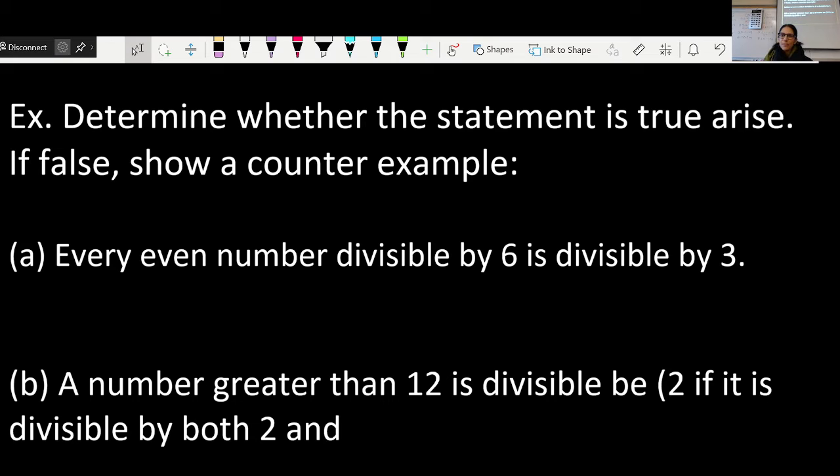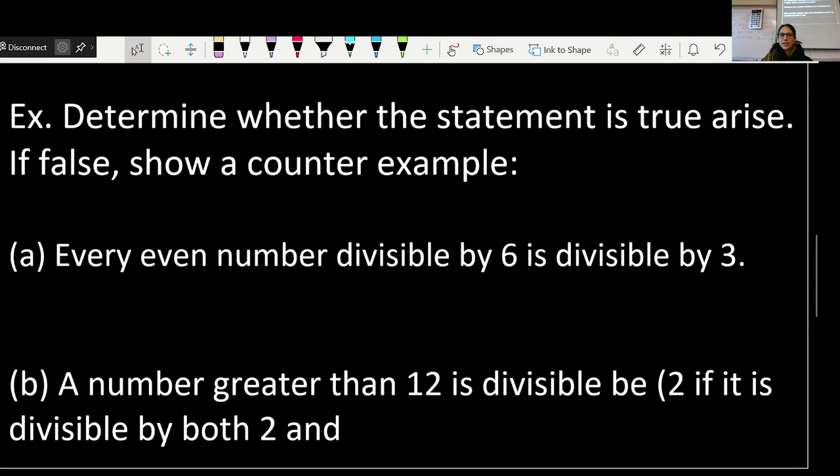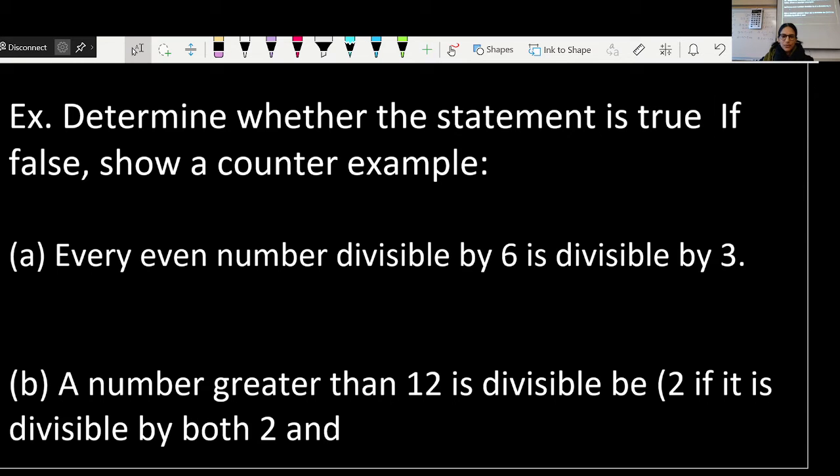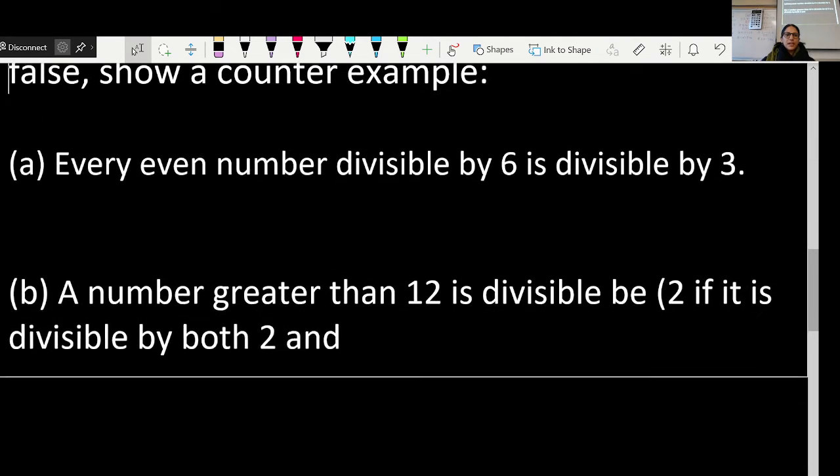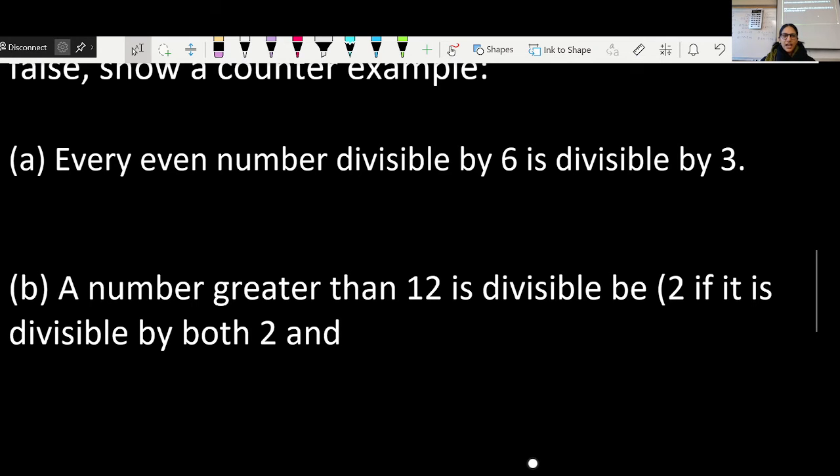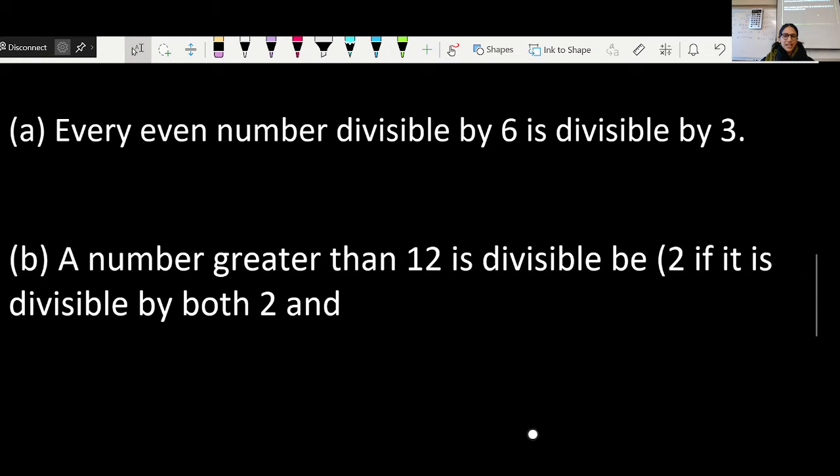So determine whether the statement is true. What? That doesn't make any sense. True or false. Sorry. Let me fix this. Determine if the statement is true or false, and then show a counterexample. We kind of looked at this the other day. Every even number divisible by 6 is divisible by 3. Is that true or is that false? Think about that.